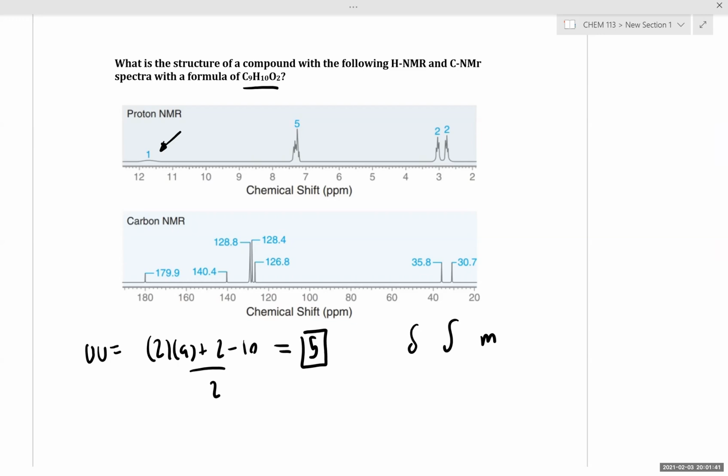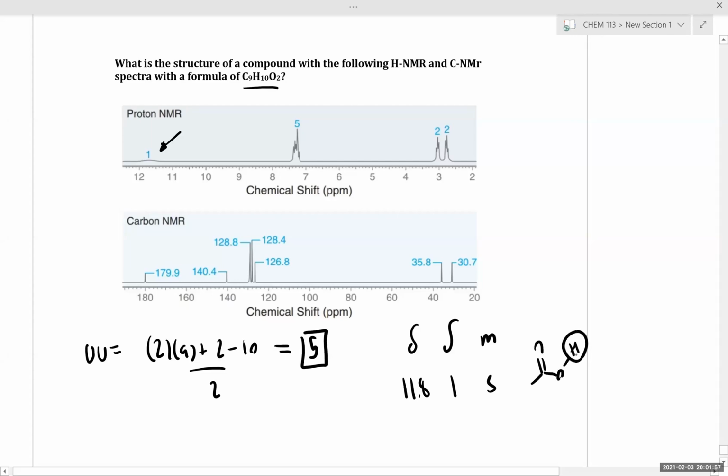An OH group, more specifically an OH group as part of a carboxylic acid. So we have an 11.8 part per million signal, an integration of 1. It's a singlet. That is a textbook carboxylic acid proton. Okay, what other signals stand out to us? Let's go down the list. What's the next batch of signals that we see?